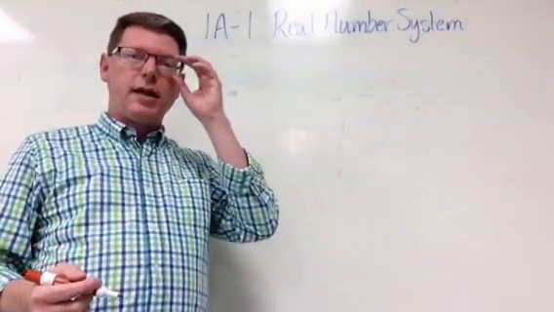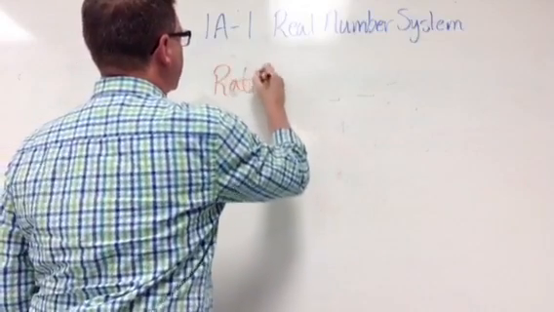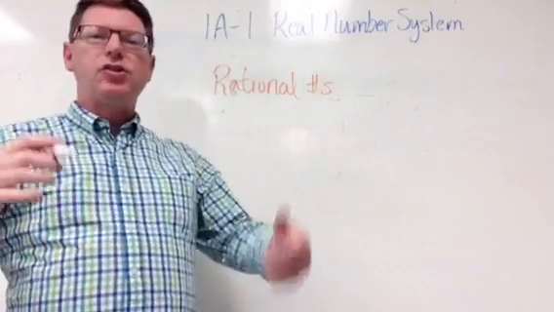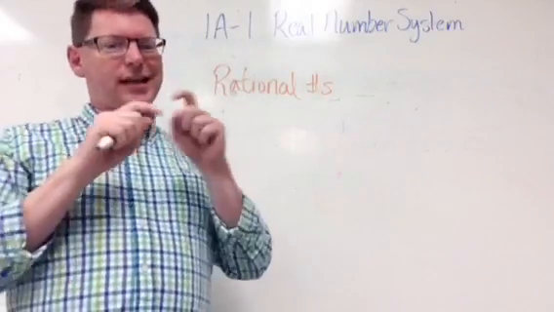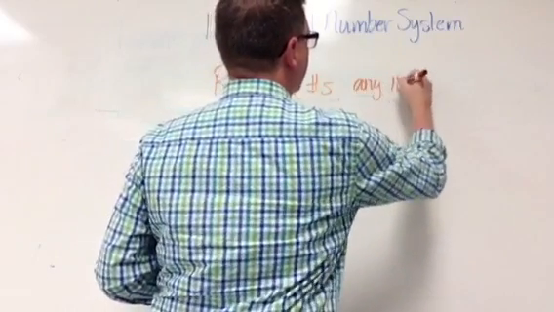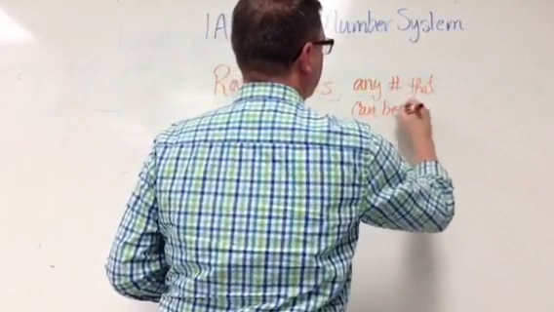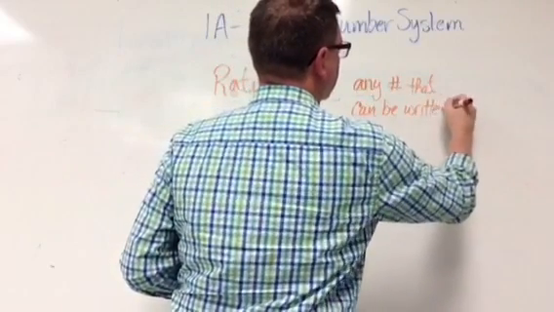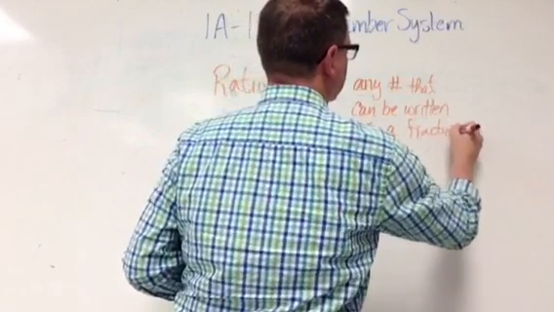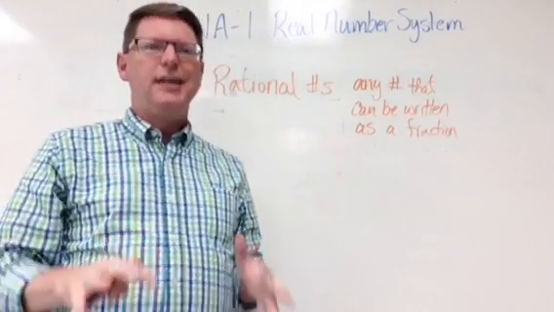Now the fourth type of number that we have in the real number system are rational numbers. And that's the one that starts with R, rational numbers. Okay? Now the description for a rational number is kind of long, not too long. The description is any number that can be written as a fraction. Okay? So if I can take any number and I can write it as a fraction, then that makes it a rational number.